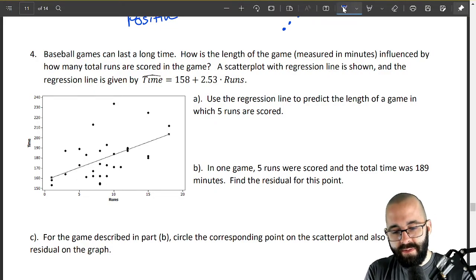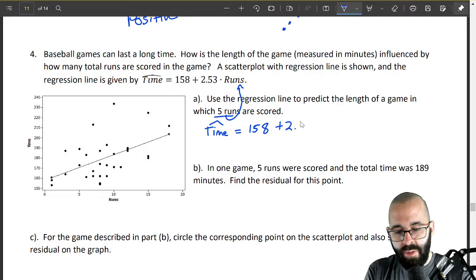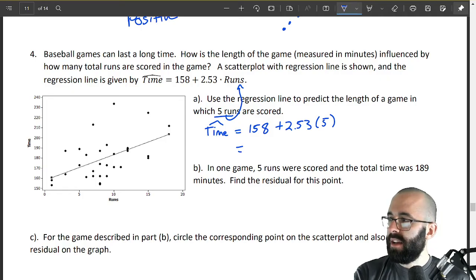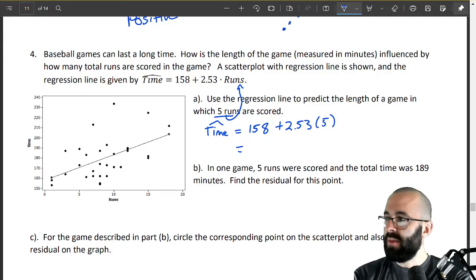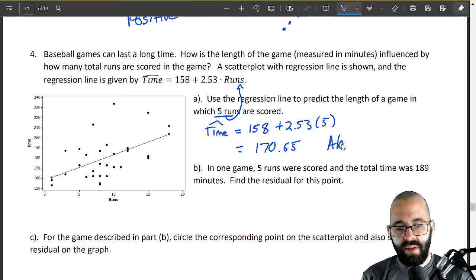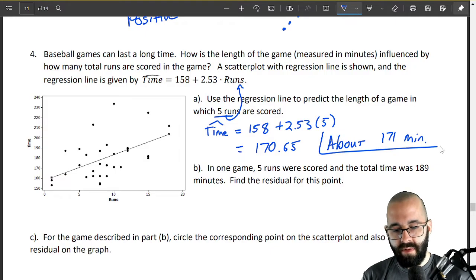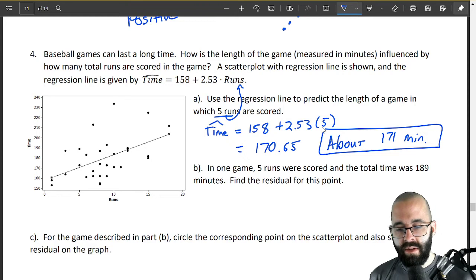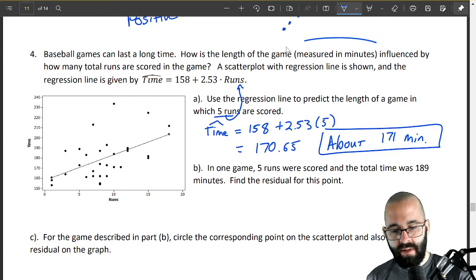Let's get a better description. 5 runs are scored. Just plug that in right here. So time hat is going to be equal to 158 plus 2.53 times the number of runs. Type that into a calculator. 158 plus 2.53 times 5. Going to be 170.65, or about a little under 3 hours, about 171 minutes. Remember that our time variable is given in minutes.